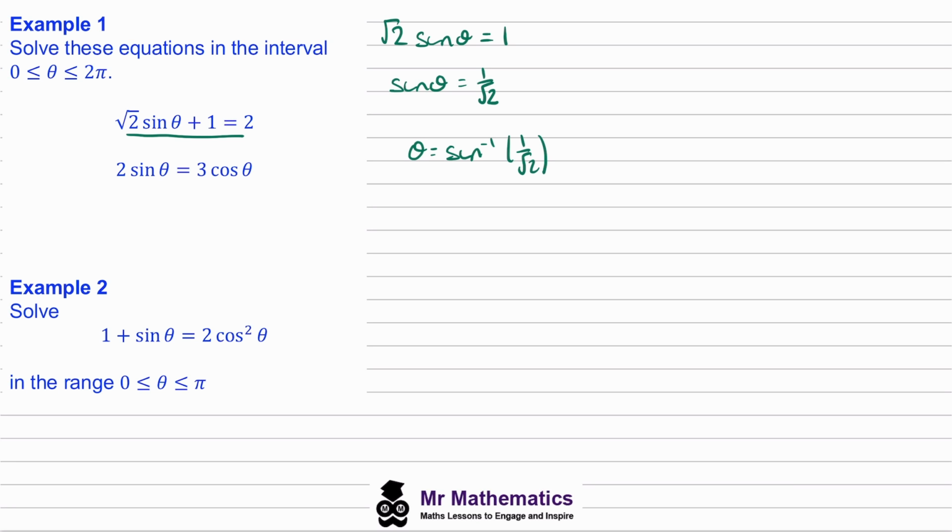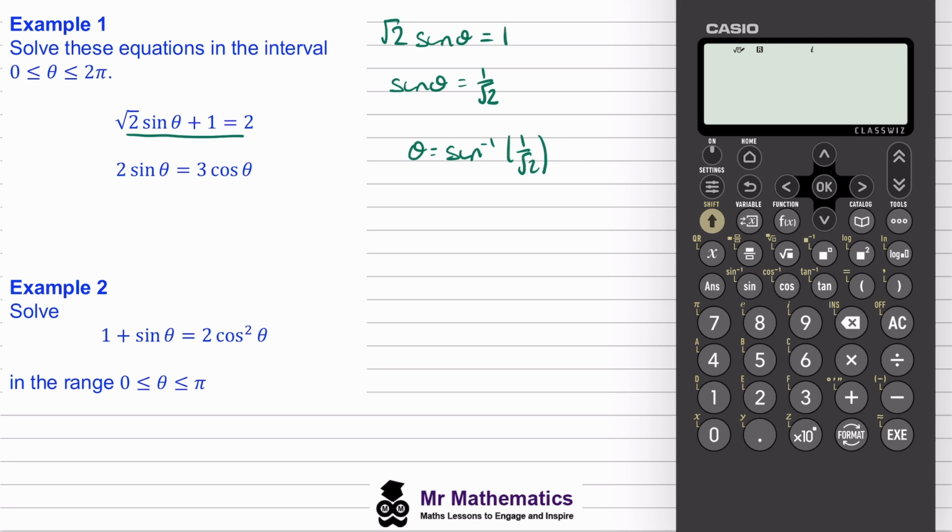And I'll show you how to do this on a calculator. We need to make sure our calculator is in radians mode. So if we go to settings, calculator settings, angle unit, and we want radians. So then we can press arc sine of 1 over root 2. And you can see we get pi over 4. So theta will be pi over 4.